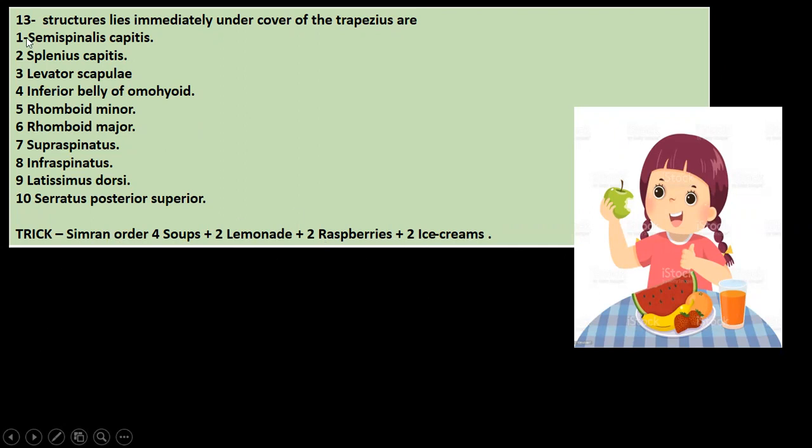So Simran is for semispinalis capitis, then 4 soups means 4S, that is splenius capitis, supraspinatus, serratus anterior. Okay, then we have 2 lemonades, levator scapulae and latissimus dorsi, 2 raspberries, that is rhomboids, and 2 ice creams, that is infraspinatus and the inferior belly of omohyoid. Okay, so it is a complete mnemonic which you can use. Simran is just a girl who ordered 4 soups. 4 soups means 4S, that is semispinalis capitis, splenius capitis, supraspinatus and serratus posterior superior.